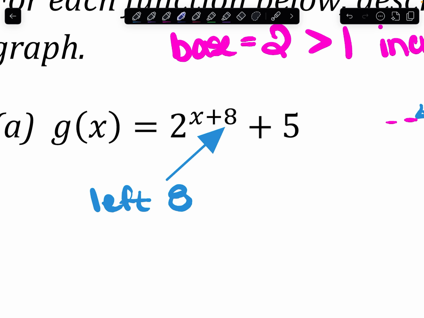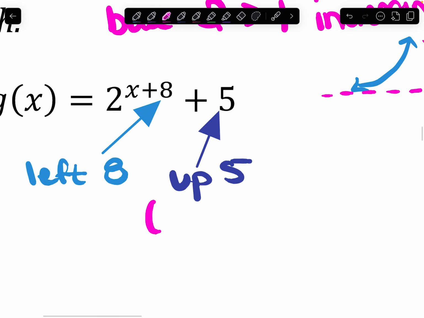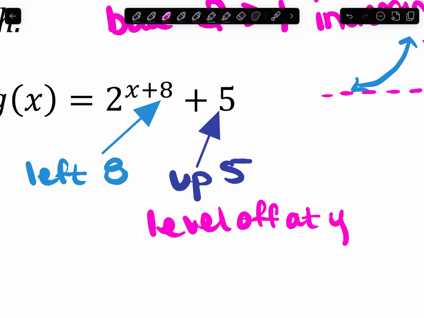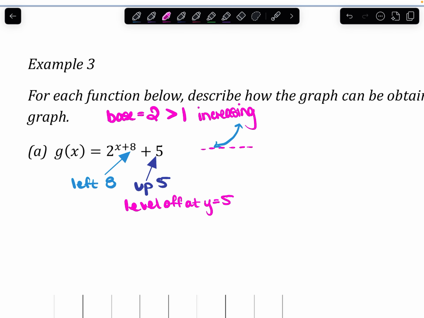Then we have this one at the back, plus 5. It's going to be our up 5 units, so shift up 5 units. This one helps us sketch the graph a little bit more, so this means our graph is going to level off at y equals 5. So we don't need to change the shape of anything about mirroring it upside down or anything. We just need to go find our level off point and get it drawn.